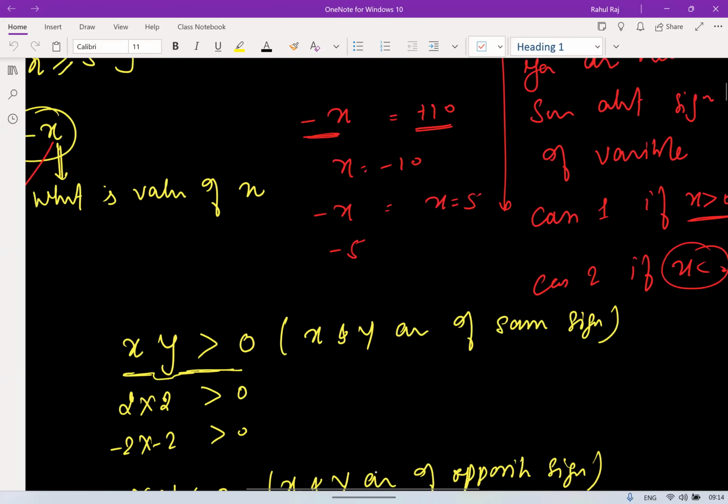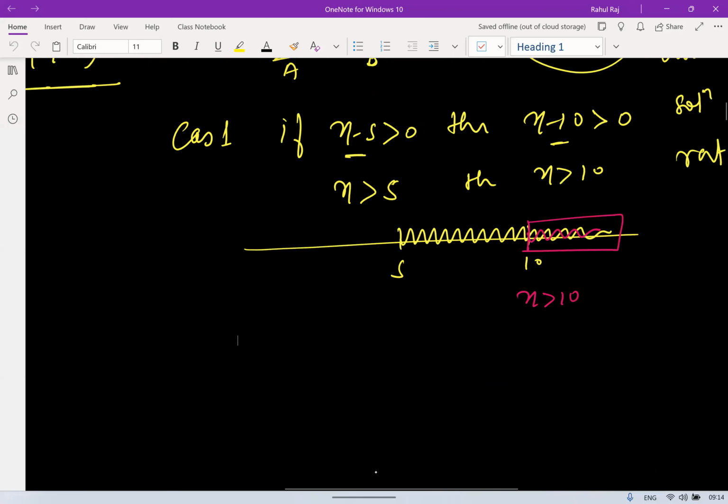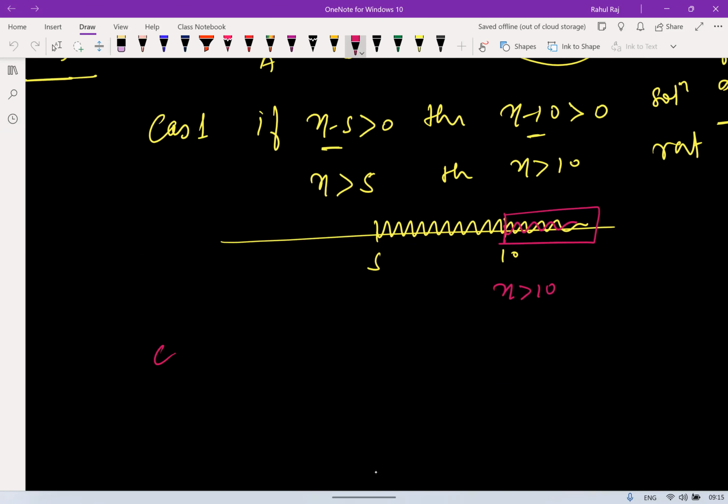So I'll come to case 2, Alexa, here now. Okay. And case 2 says what? If A is negative, then B should be negative. That is, if x minus 5 is less than 0, then x minus 10 should also be less than 0, Alexa, right? Yeah. So that is if x is less than 5, then x should be less than 10.